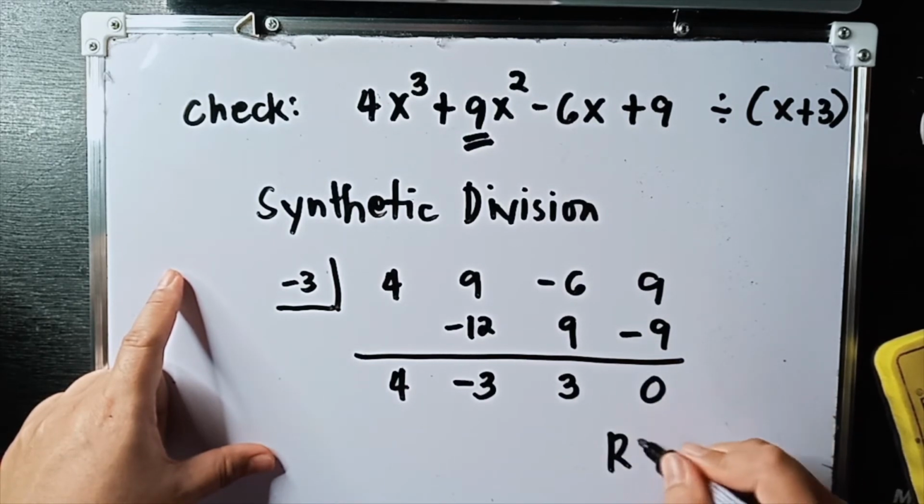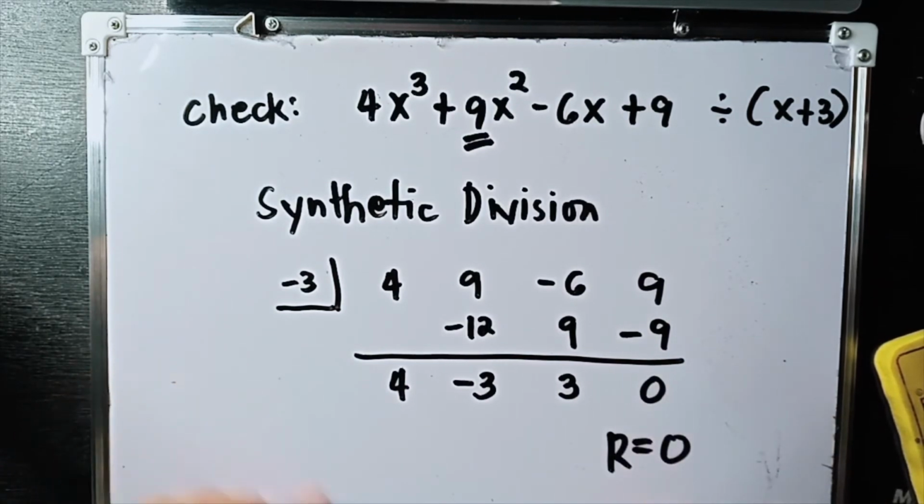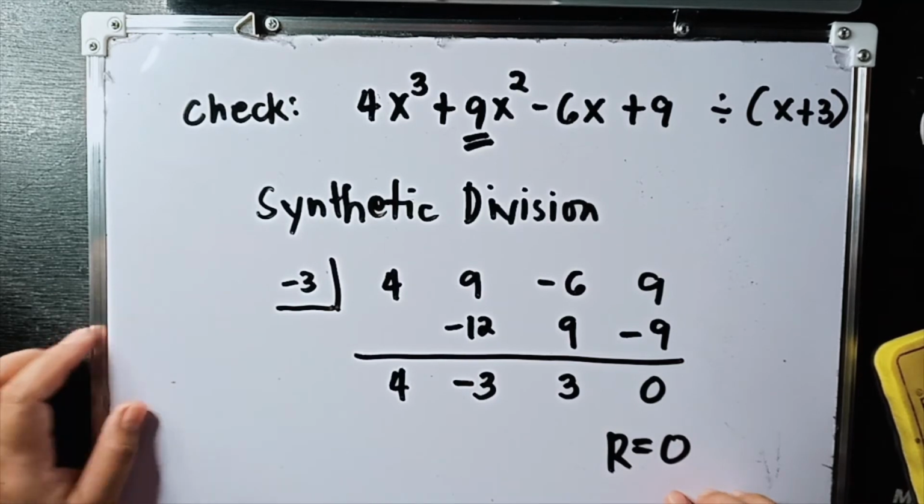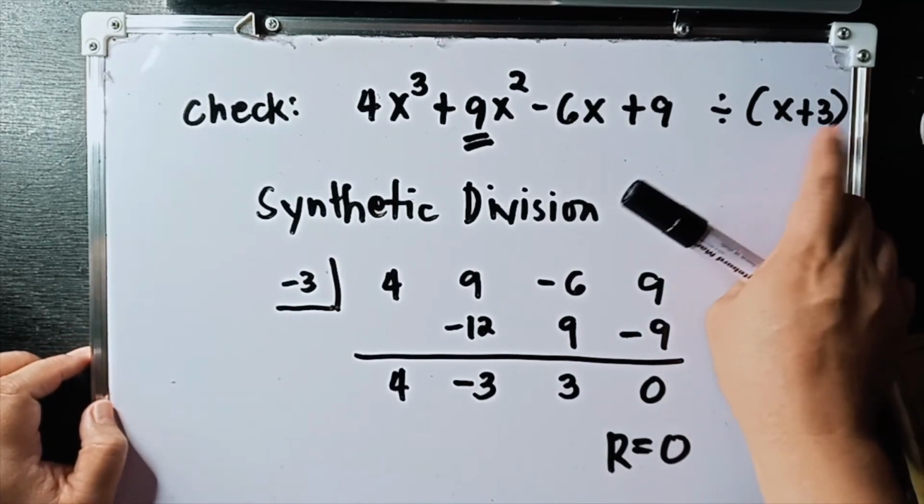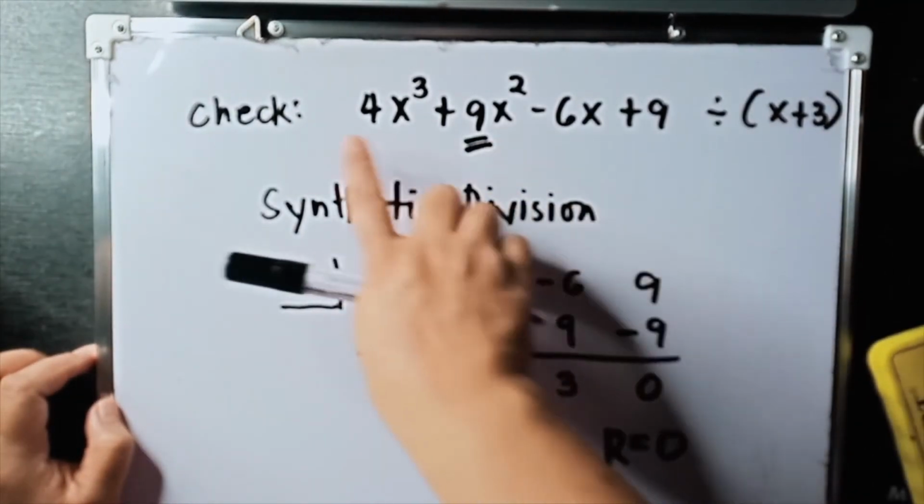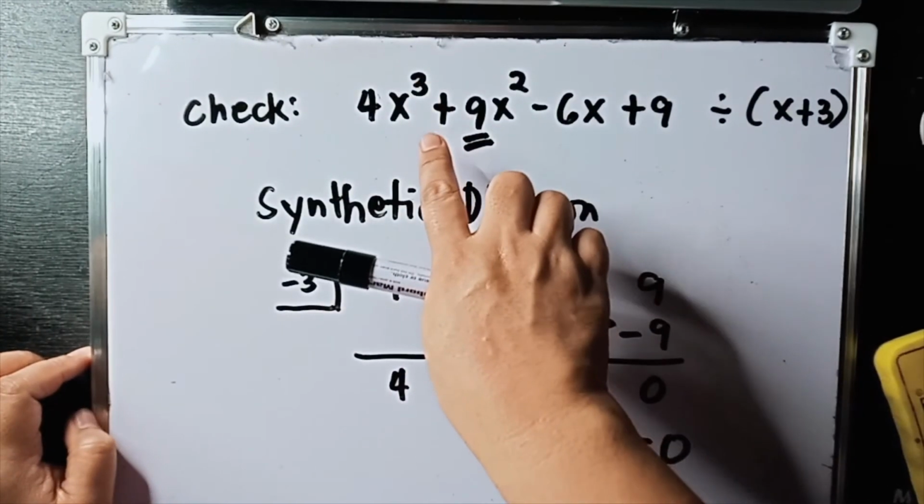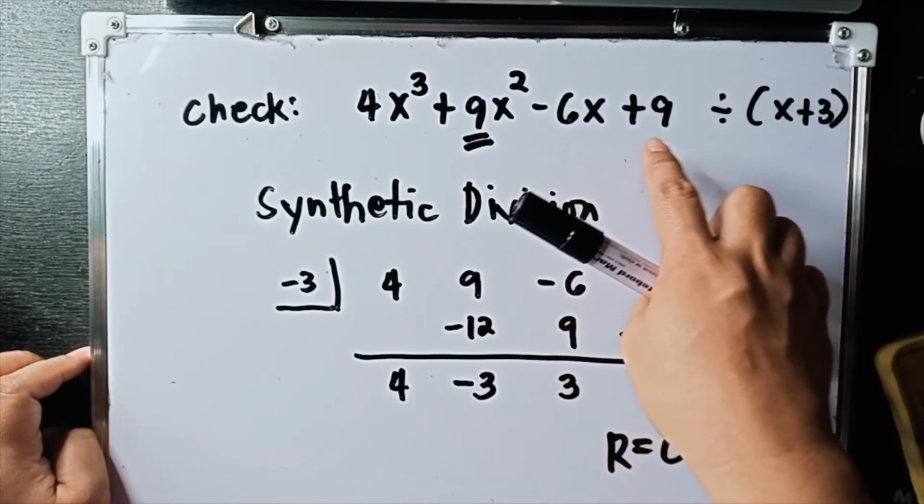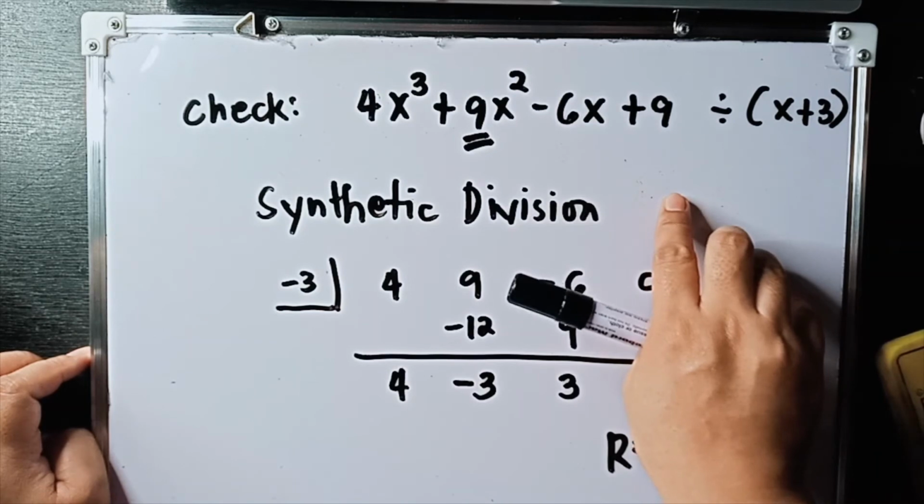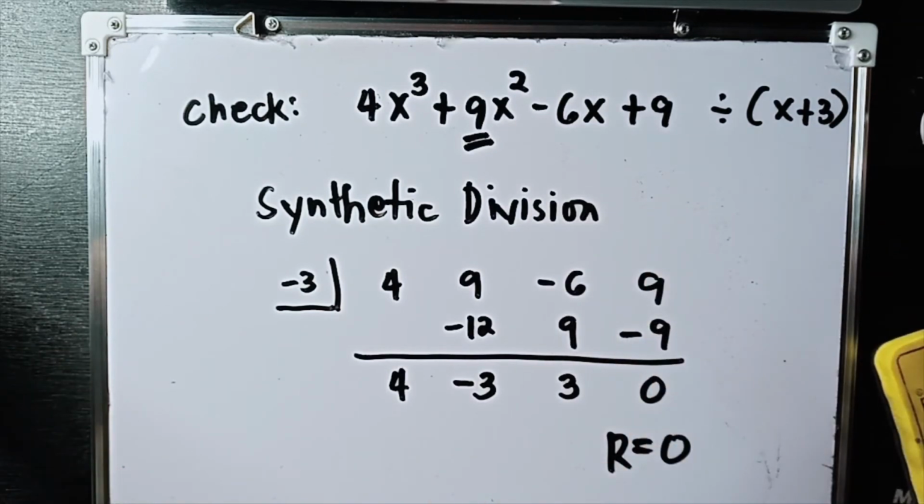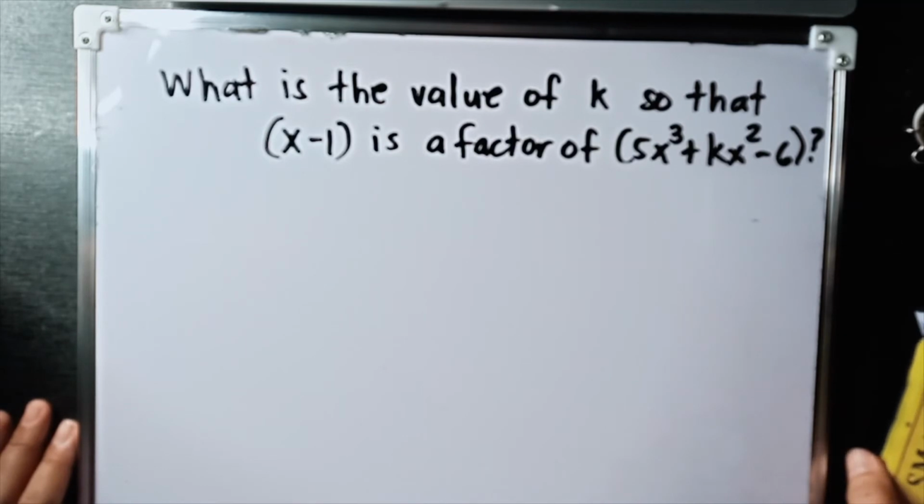So, the remainder here is 0. So this proves that x plus 3 is a factor of the polynomial 4x cubed plus 9x squared minus 6x plus 9. So it means that the value of k is really 9. So that's it. So let's have this example.